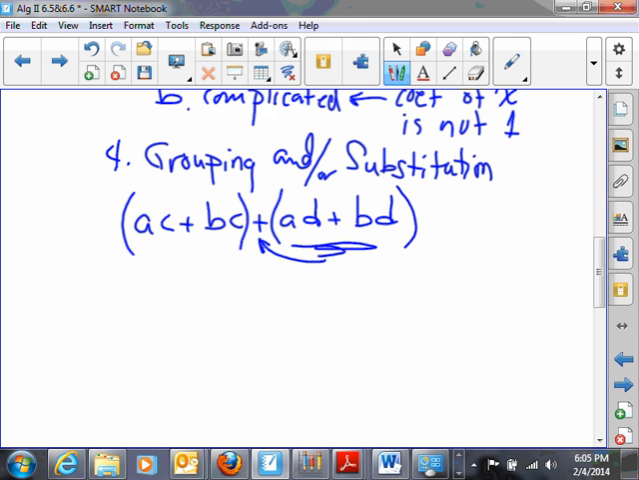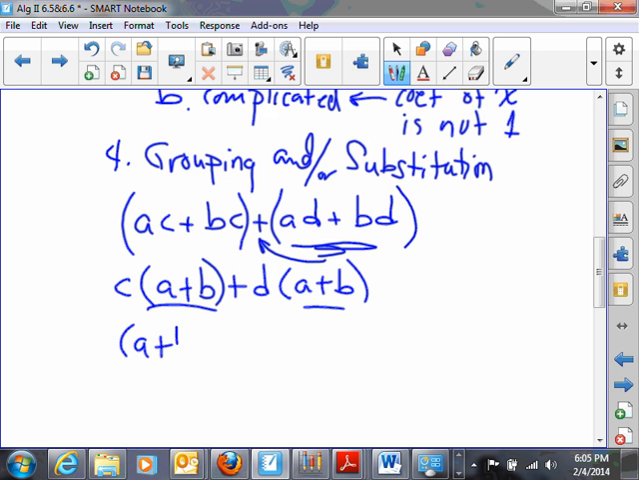Then we look at the first 2 terms and ask, are there any common factors? I see a C in the first one. We have A plus B. And in the second one, are there any common factors? Well, I see a D, and if we take out D, we have A plus B. And lo and behold, look at this. We have A plus B as a common factor to both, times C plus D. And it's factored by grouping.